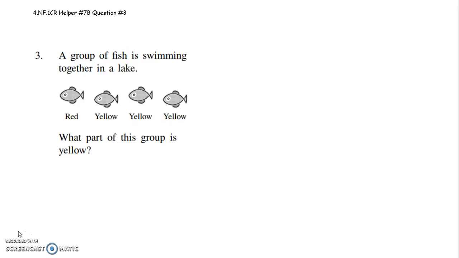Okay, so in general, if we're going to do this type of problem, they ask us to look at part out of total. So it says what part of the group is yellow? They want to know how many out of the total are yellow. Well, there's 1, 2, 3 yellow, and then 1, 2, 3, 4 total. So 3/4 of this group is yellow.